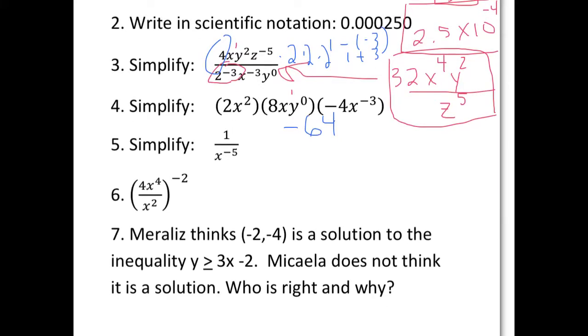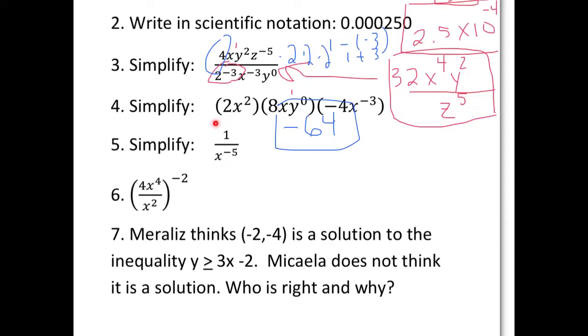Sorry about that, my erase tool got a little funky. So negative 64 is our final answer because we had two variables to the 0 power. And of course, that just equals 1. So negative 64 times 1 times 1 would just still give you negative 64.